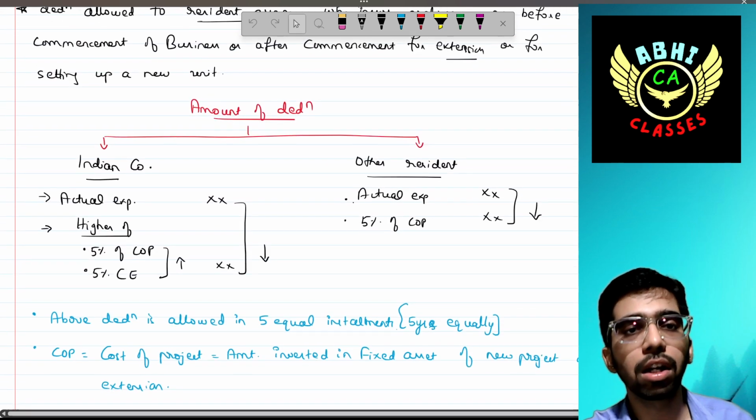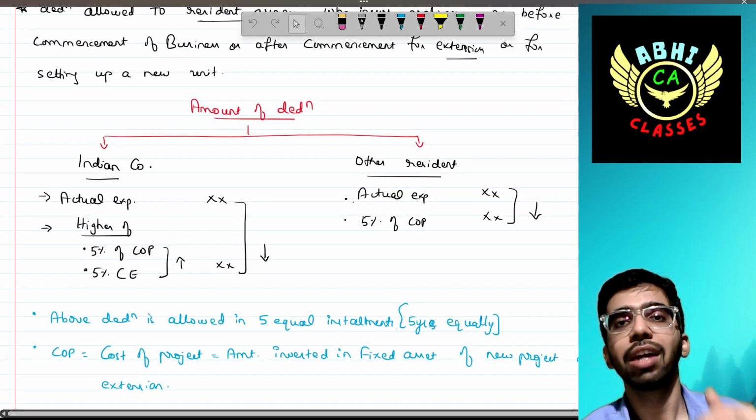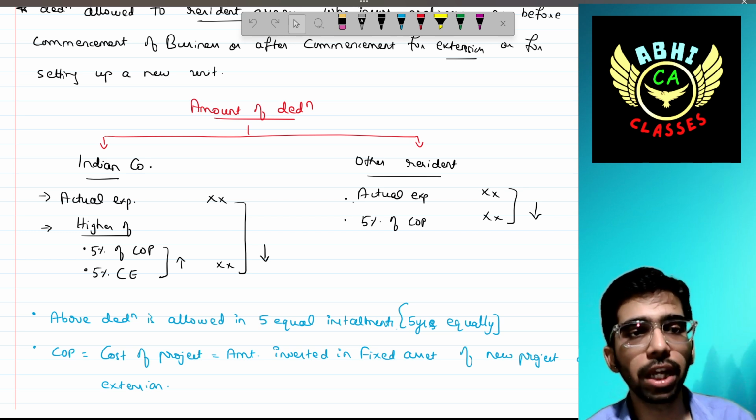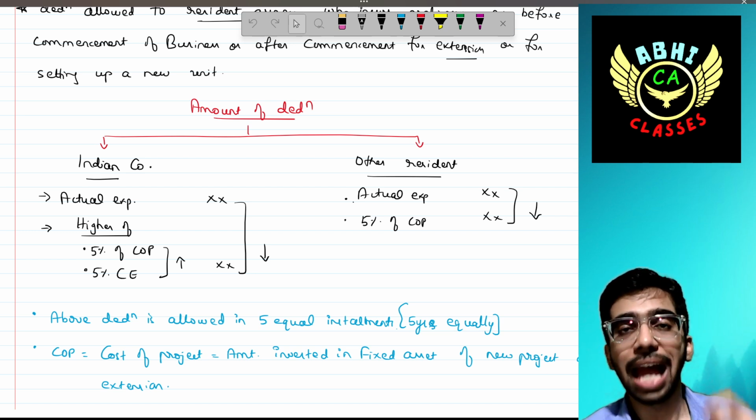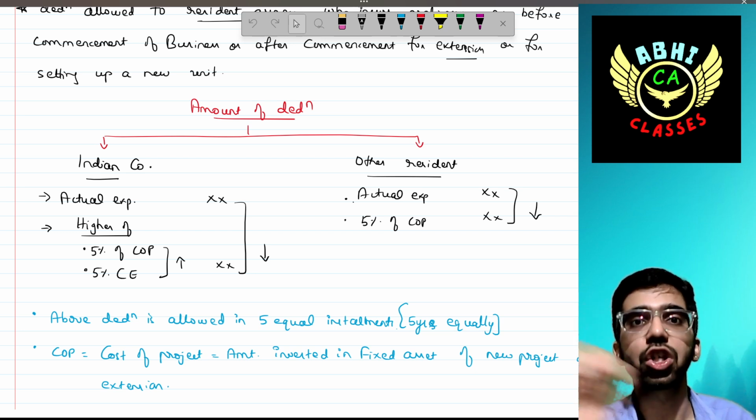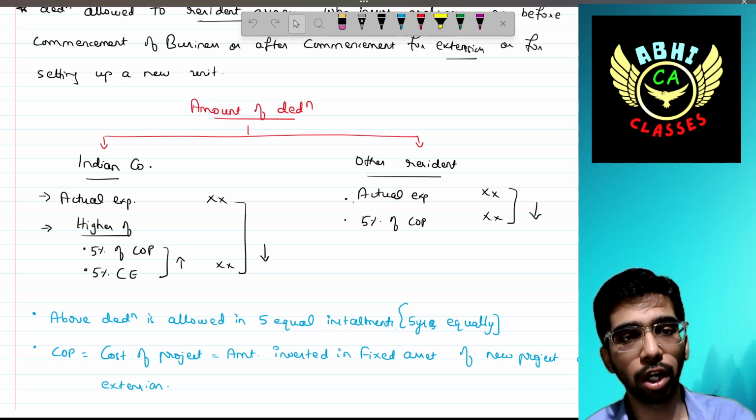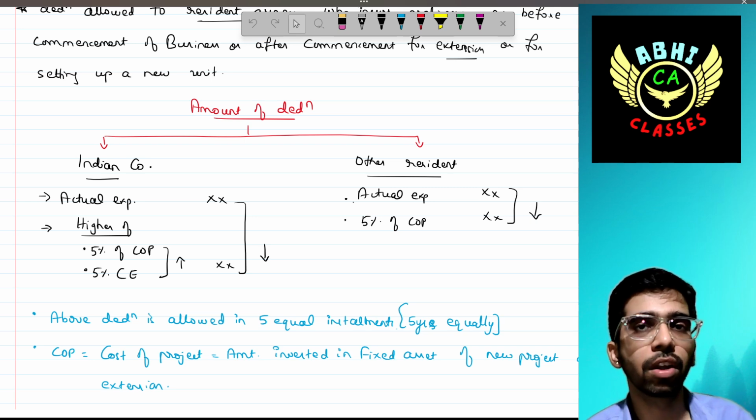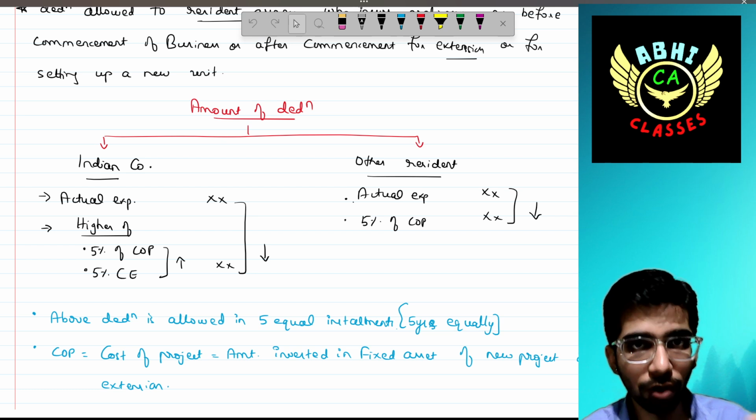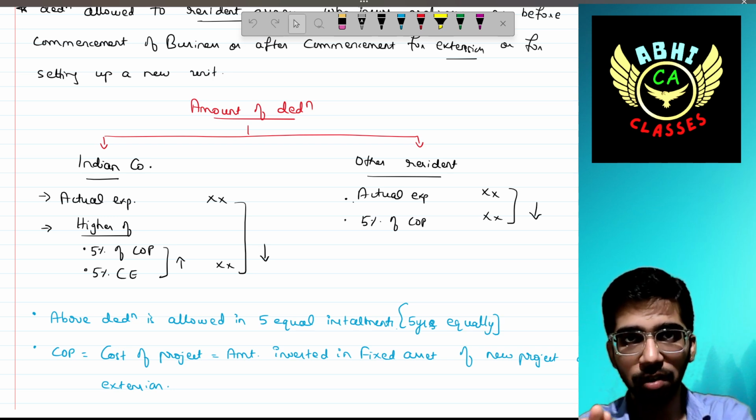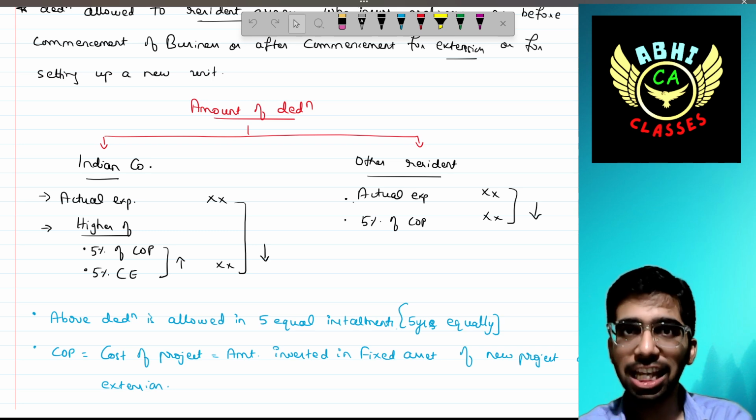Okay, don't worry. But the amount of deduction, if you are an Indian company or any other resident individual, the deduction would be the lower of the below: the actual expenditure incurred, or the higher of the below: 5% of cost of project, COP meaning cost of project, or 5% of capital employed. First, you have to see the higher of 5% of cost of project. What do you mean by cost of project? We'll discuss in brief afterwards. After this formula, first you have to see the 5% of cost of project or 5% of capital employed.